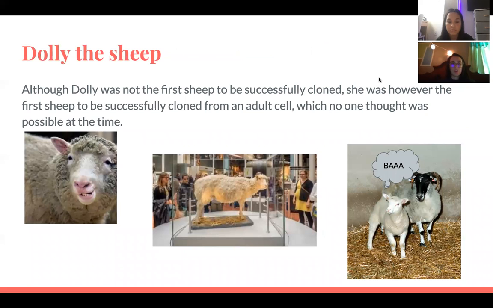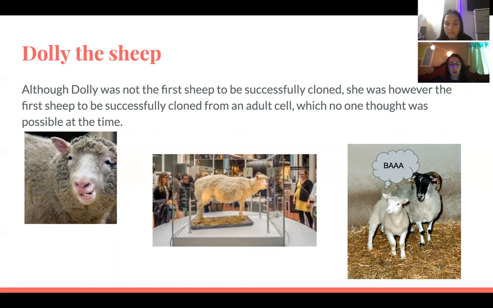So just moving on to Dolly, I'm sure we all know about Dolly the sheep. She was the first sheep to be successfully cloned. Most importantly, she was the first sheep to be successfully cloned from an adult cell, which no one thought was possible at the time. She's important to research surrounding how cells change during development and whether a specialized cell, such as a skin cell or a brain cell, can be used to make a whole new animal.